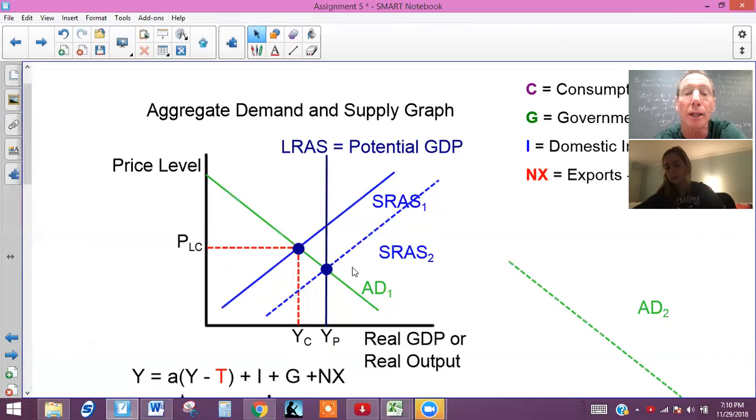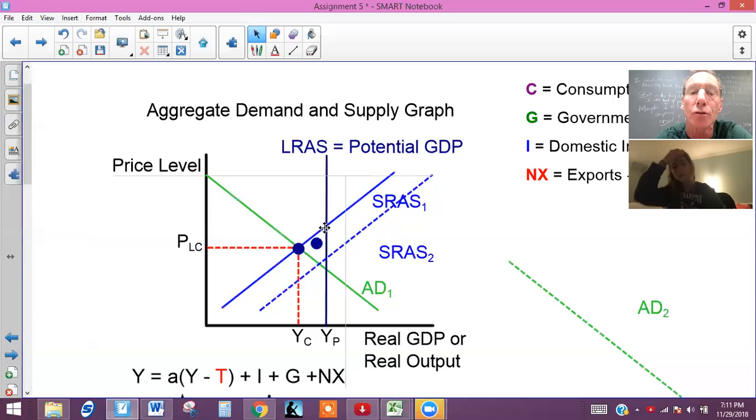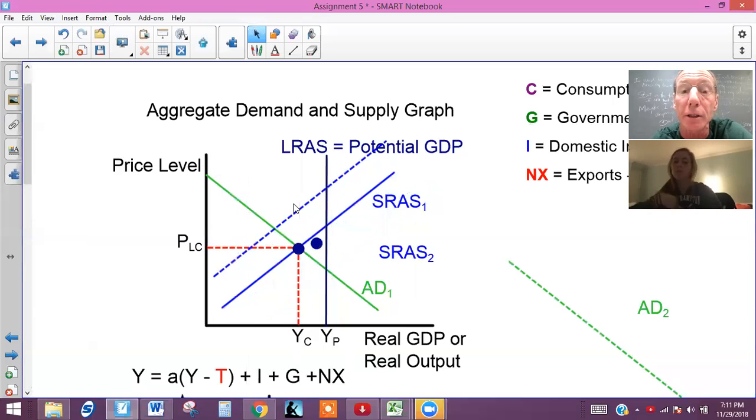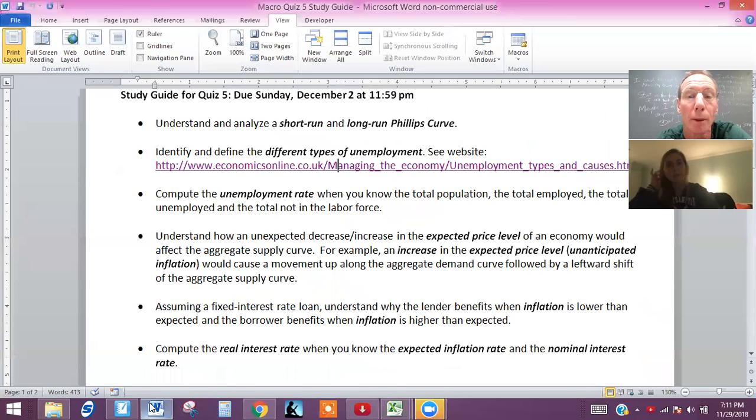If the expected price levels are going to increase, then the suppliers will say, okay, let's hold everything because we're going to be able to get higher prices for all of our goods in the future. So let's hold on to our inventory. Then the aggregate supply shifts to the left when the expected price levels are going to go up. So anyway, that's what you needed to know about that one.